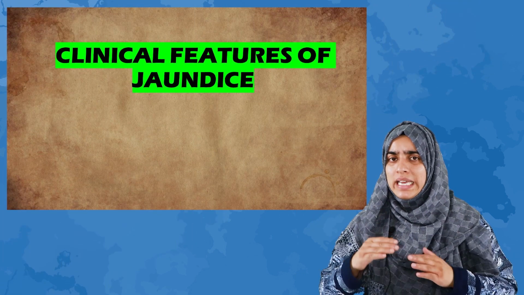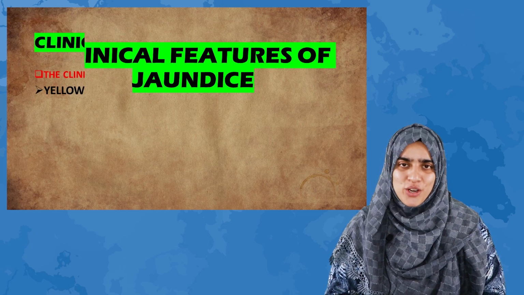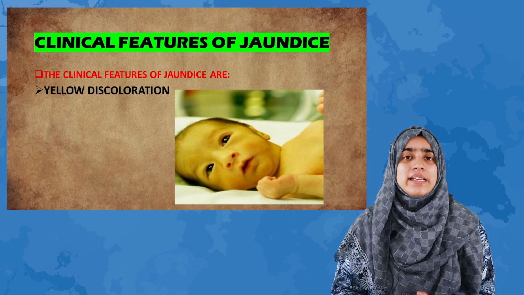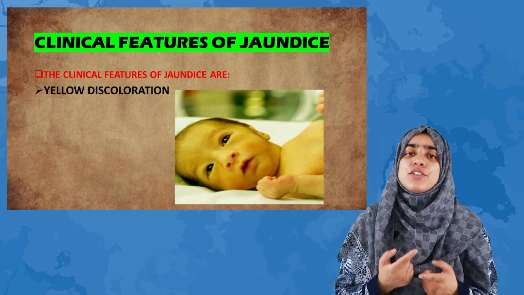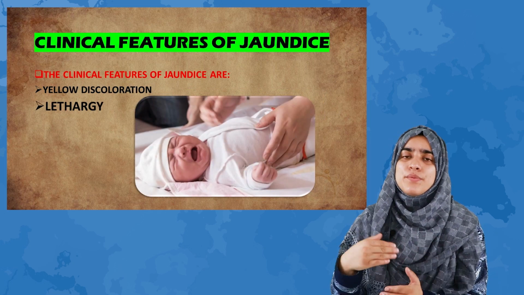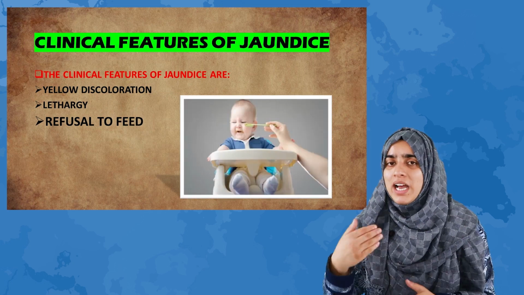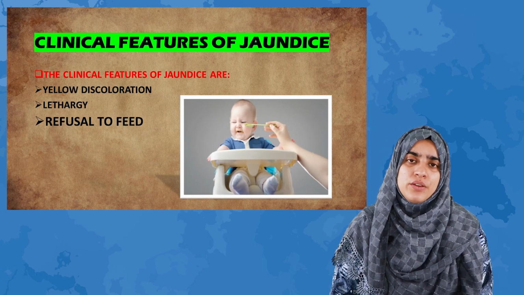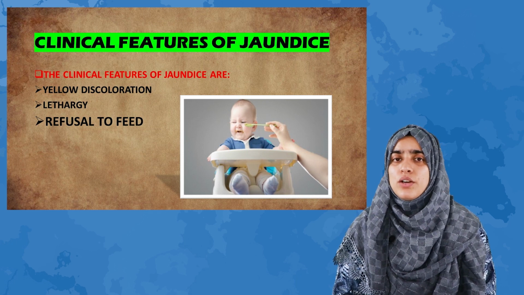Let's say in general what the clinical manifestations of jaundice can be. The first thing that comes to mind is yellow discoloration of the skin and the sclera, and you can also see yellowish discoloration over the nails. Obviously, the infant will be lethargic or irritable. The child will refuse to feed even though you are taking the child to the breast. The child will deny it.